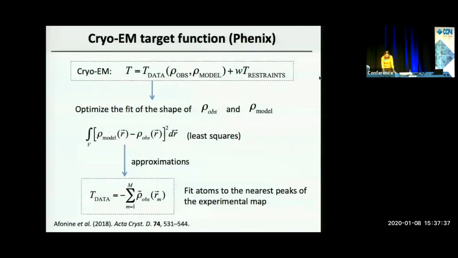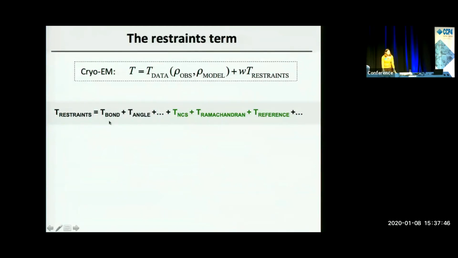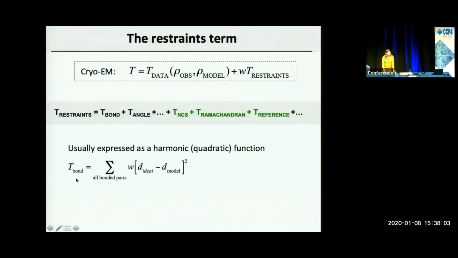So now let's look at the second term, the restraints-based term. This term itself is again a sum of different contributions. Let's say bond restraints, angle restraints, dihedral restraints, and then we have also some other restraints such as non-crystallographic symmetry, Ramachandran restraints, reference model restraints, and so on. They're usually expressed as a harmonic function. So for example, in the case of bond restraints, they are a sum over all bonded atoms, weighted by the square of the difference between the distance we find in the model and the ideal bond length.